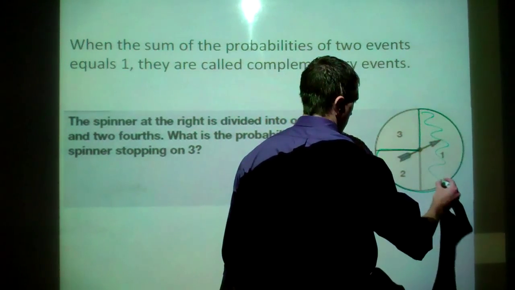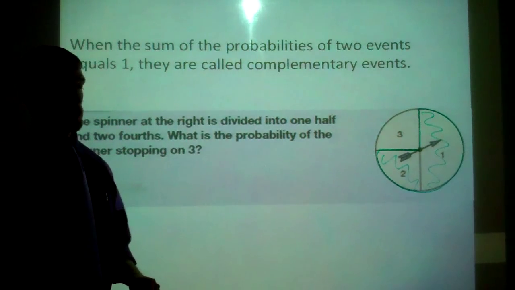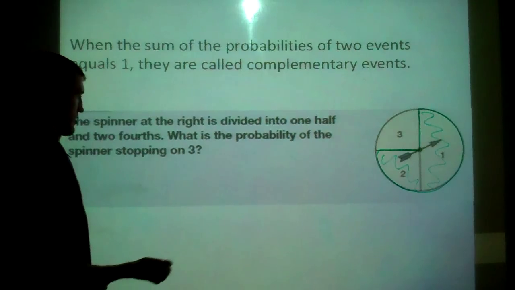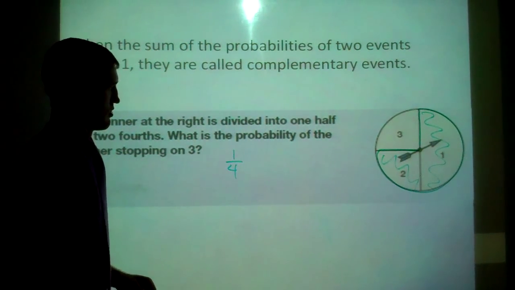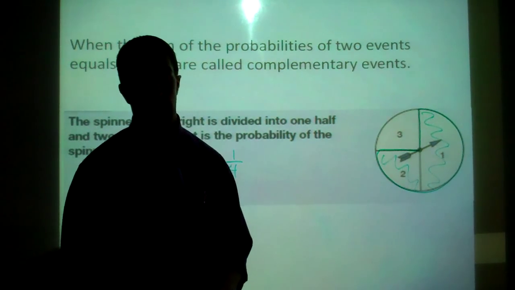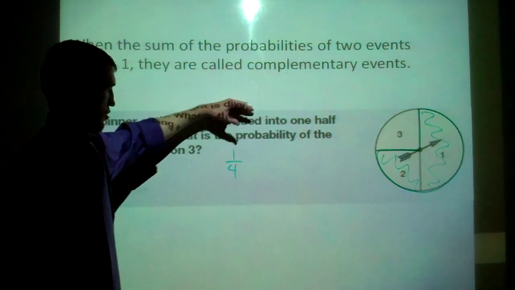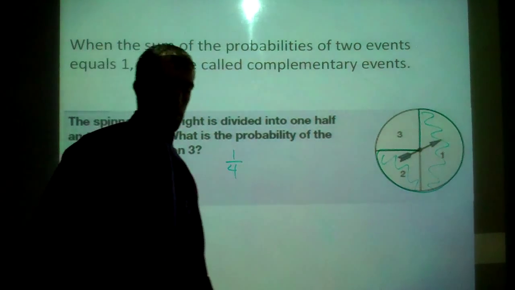All of this takes up 3/4 of our circle. That means the chance of getting a 3 has to be 1/4. So your odds of getting a 3, 1 in 4. Your odds of not getting a 3, 3 in 4. So those are complementary events that add up to 1. Okay? So that is our basic probability.